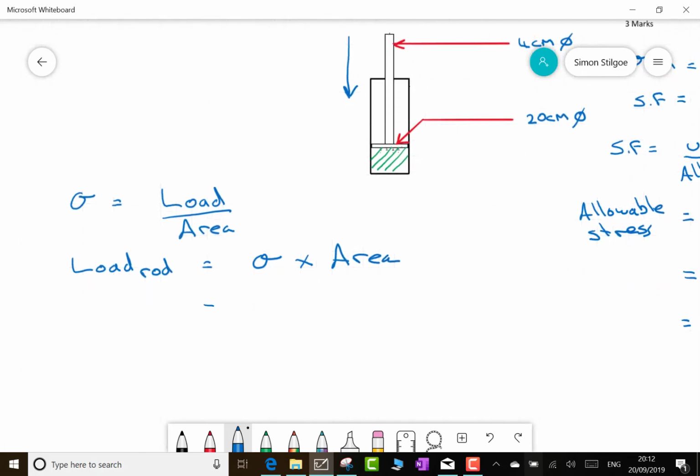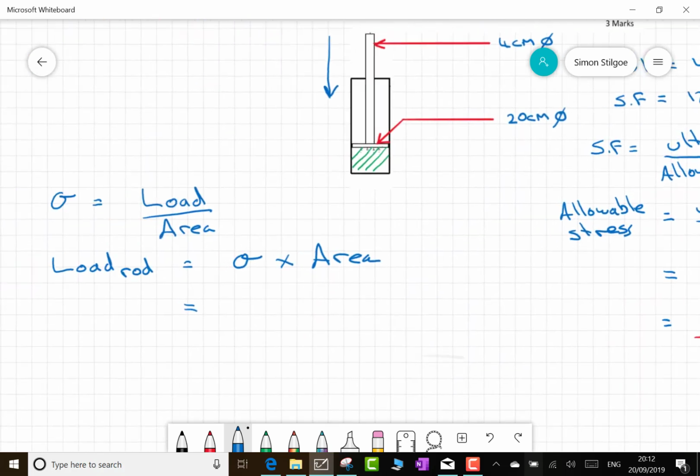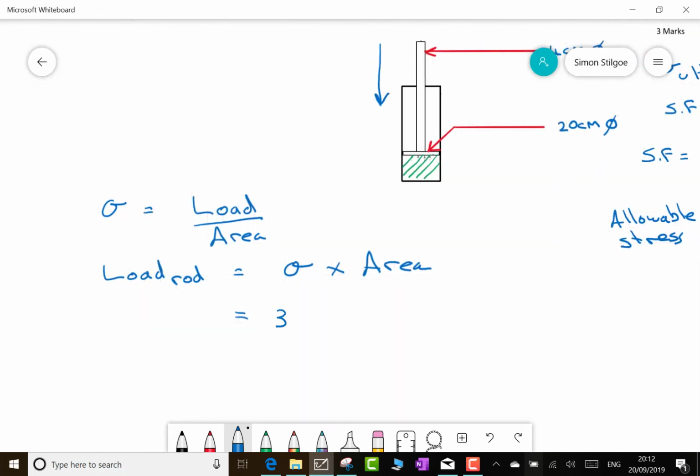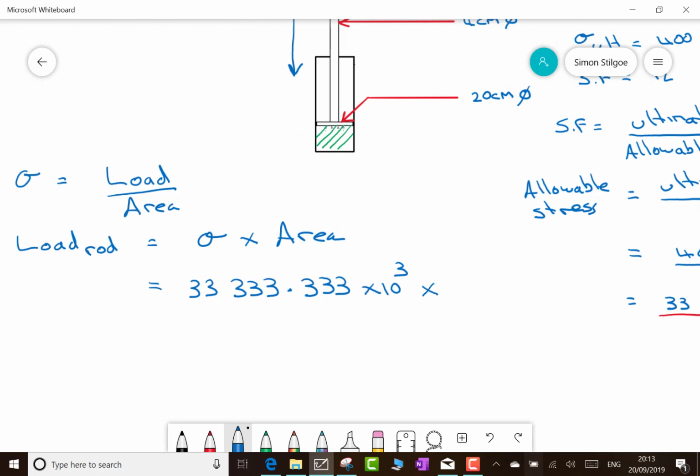My stress, we found out over here, was that number with all the threes. So that was 33,333.333 kilopascals. Let's pick that up with our exponential of 10 to the power of 3 for kilo, and now multiply this by the area. The cross-sectional area is just going to be a circle, and the area of a circle is pi d squared over 4.